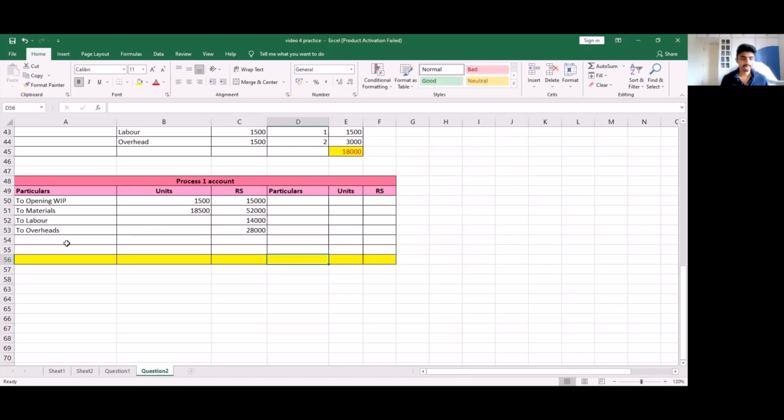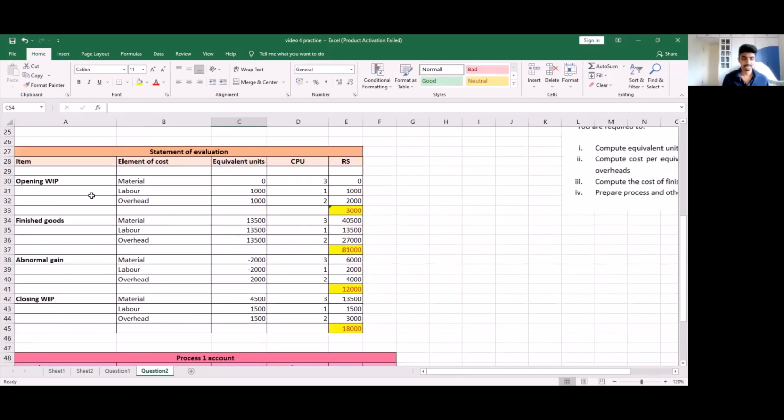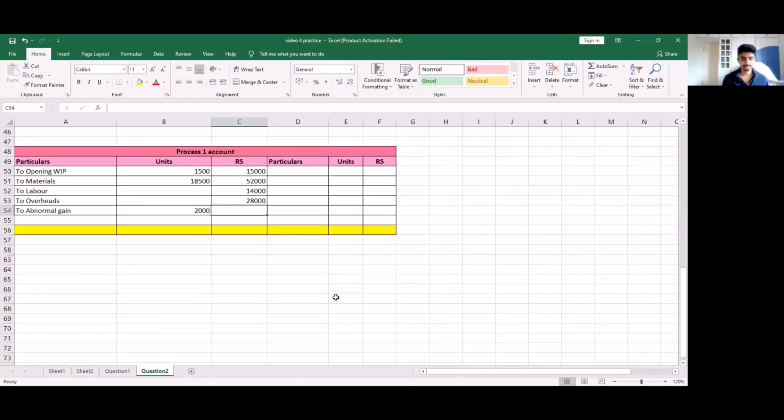Next, we can write abnormal gain. So we know that abnormal gain comes on the debit side. So we will write "to abnormal gain," 2,000 units. And for the amount, we will take this from our statement of evaluation. So we have an amount of 12,000, and this is what we will mention in our process account.